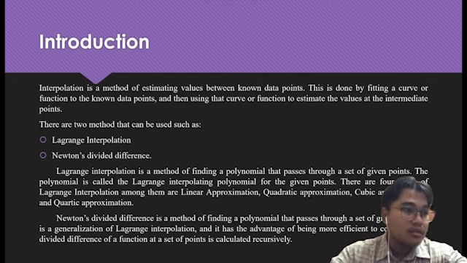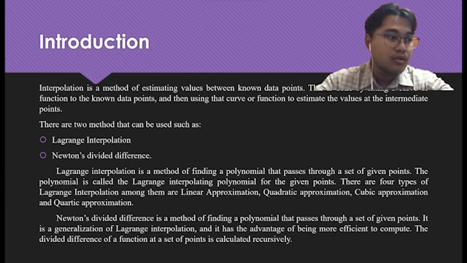There are four types of Lagrange interpolation, which are linear approximation, quadratic approximation, cubic approximation, and quartic approximation. Then, Newton's divided difference is a method of finding a polynomial that passes through a set of given points. It is a generalization of Lagrange interpolation, and it has the advantage of being more efficient to compute. The divided difference of a function at a set of points is calculated recursively.